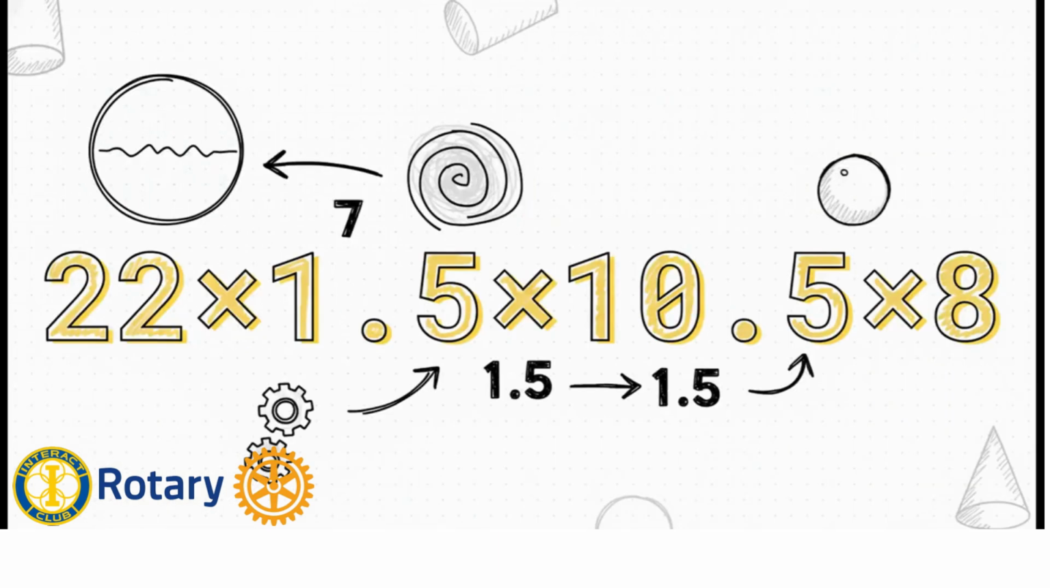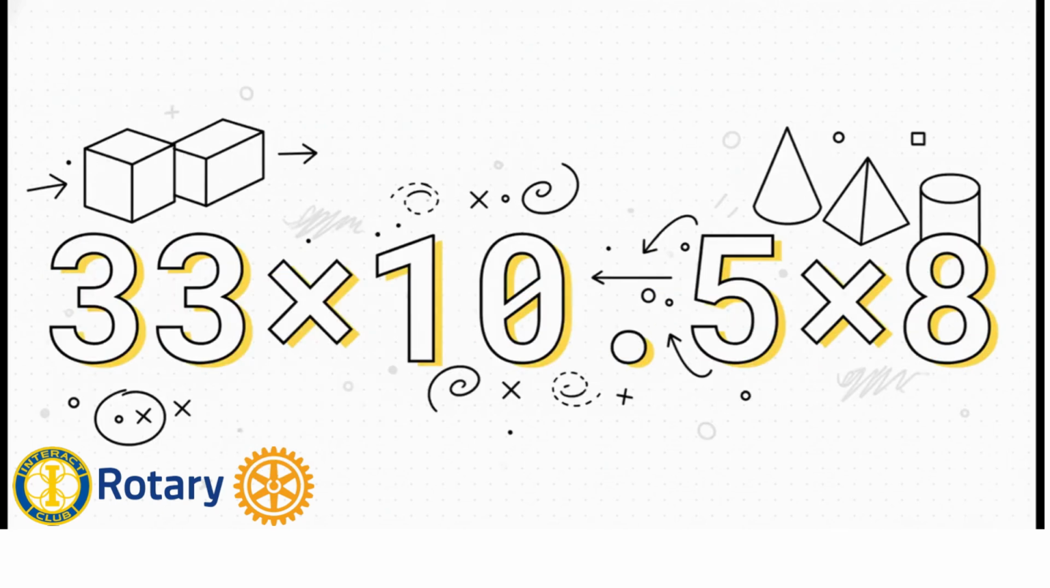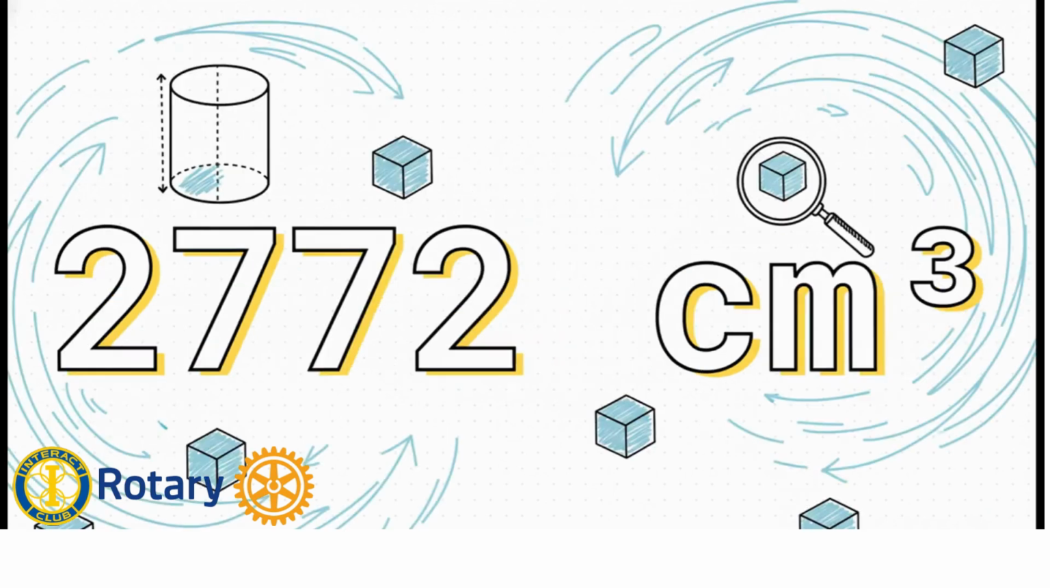Now before you panic and reach for a calculator, we can actually simplify this. Check it out. 10.5 divides by 7 really cleanly. It gives us 1.5. All of a sudden, this calculation looks a lot less scary. From here, it's just straightforward multiplication. 22 times that 1.5 gives us 33. So now we're just left with 33 times 10.5 times 8. We're in the home stretch. And when we punch in that final calculation, we get our answer, 2,772. But don't forget the most important part, the units. It's cubic centimeters because we've measured that entire 3-dimensional space inside the cylinder.